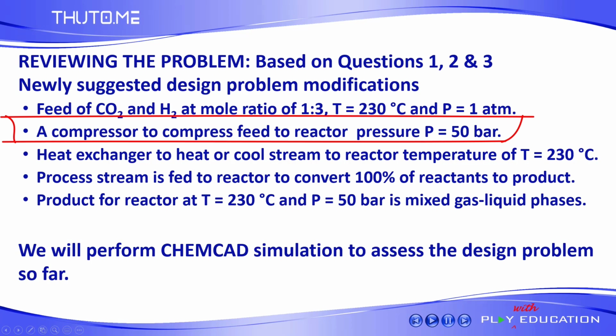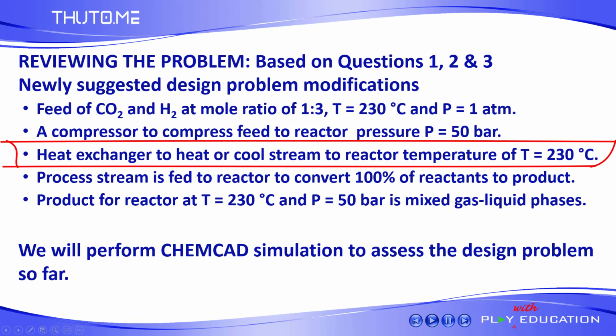So we will need a compressor before the reactor to compress the gas from 1 atmosphere to 50 bar. We may also need a heat exchanger before the reactor. We will see this after doing the compressor calculations to see if we need to cool or heat. Remember, gases heat up during compression.